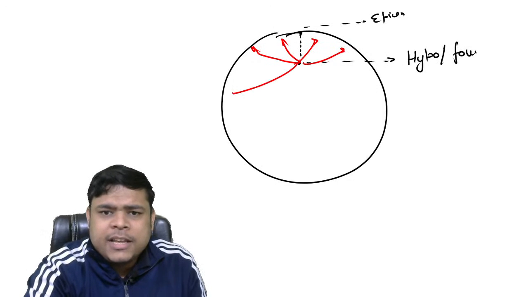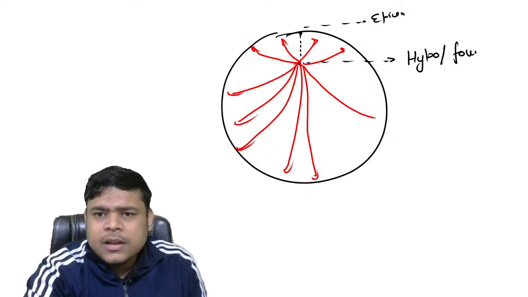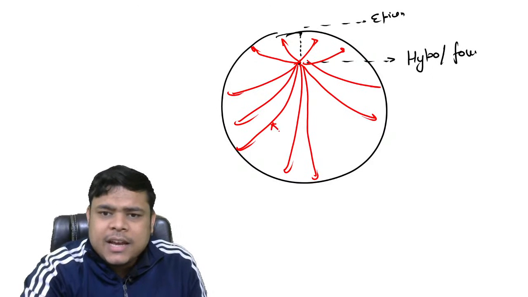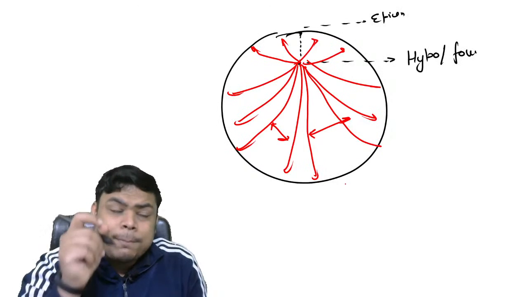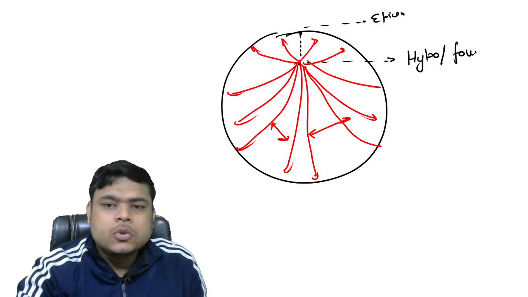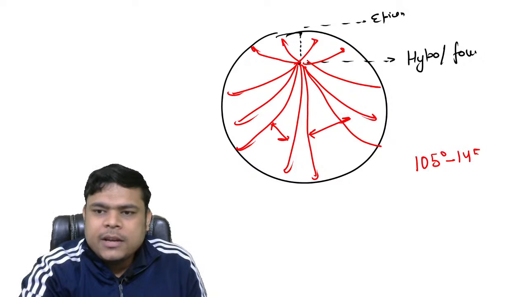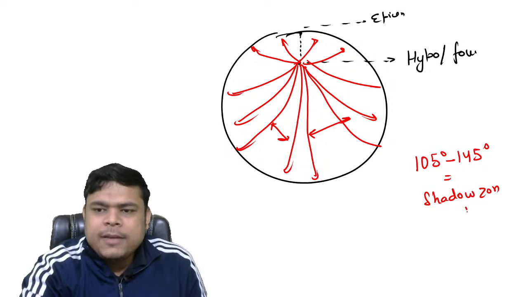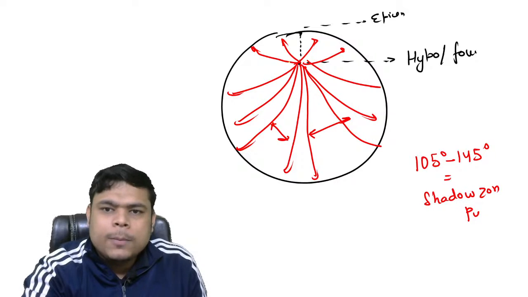P waves travel in each and every direction, and they are, my dear friends, like sound waves. But in this area and in this area, you will not experience P waves because the P waves are refracted due to the outer liquid core. So this is, my dear friends, 105 degrees to 145 degrees, the shadow zone of P waves. Now, I am using a yellow line to represent S waves.